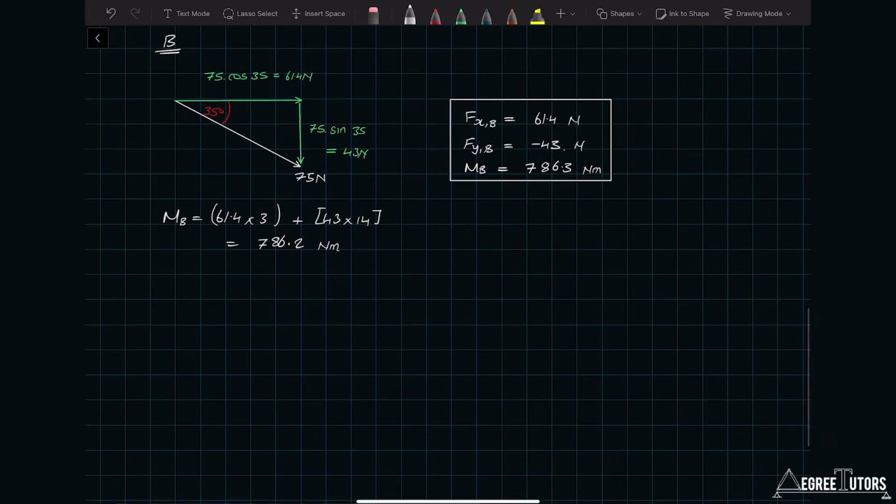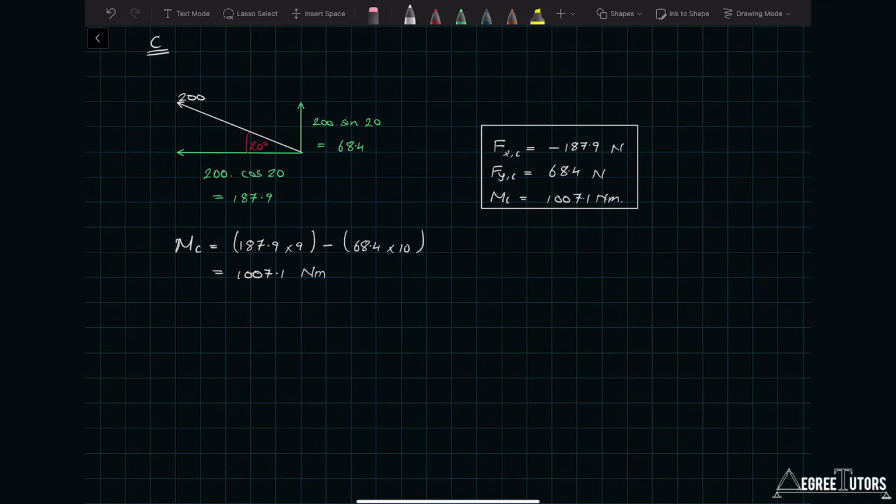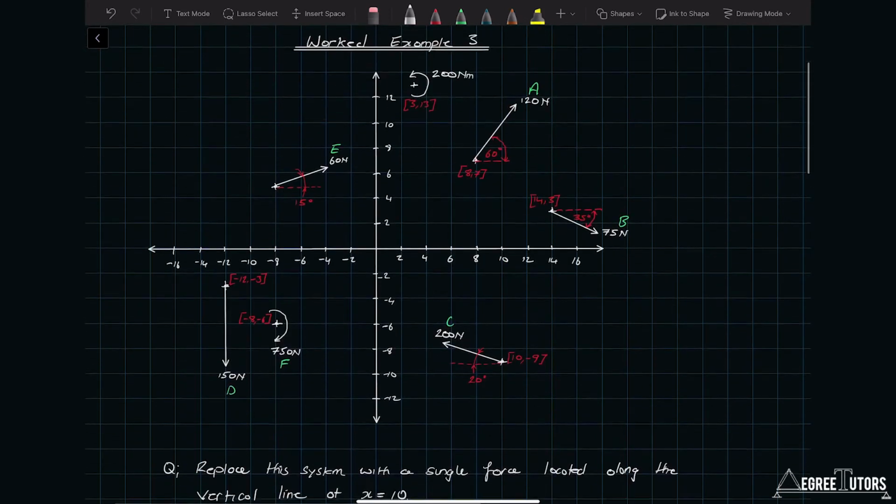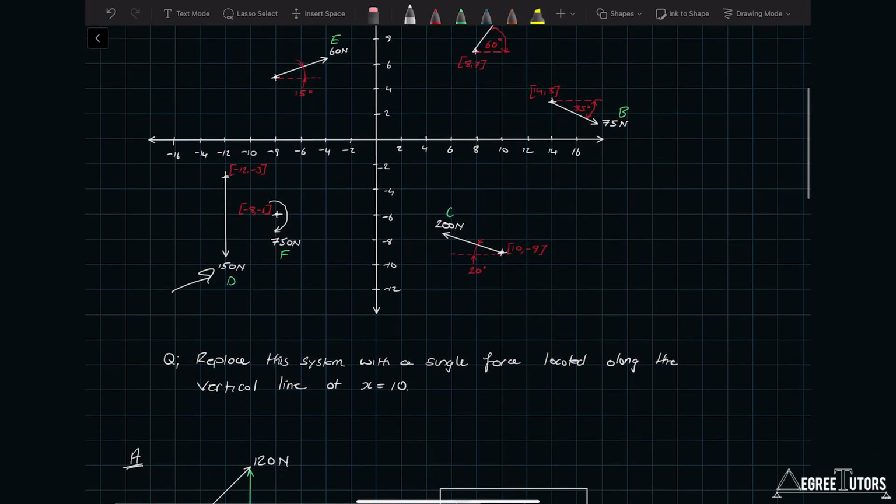All right, and we can summarize that. Okay, we'll move on to force C. Okay, so there we have force C. Next, we'll move on to force D. Now, force D, we'll just remind ourselves, is this guy here, which acts vertically, and so we won't even draw that one out.